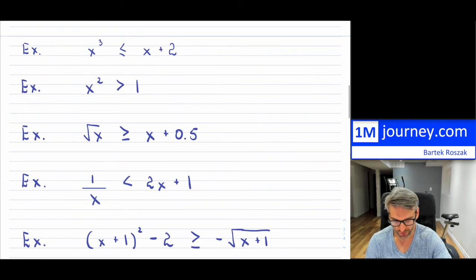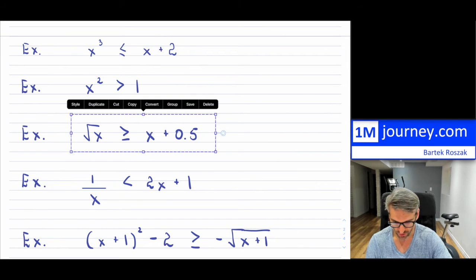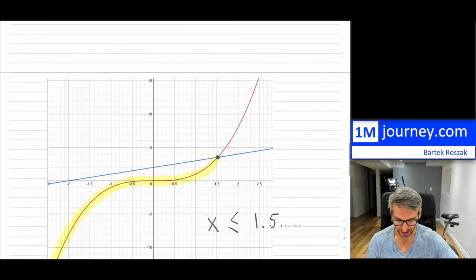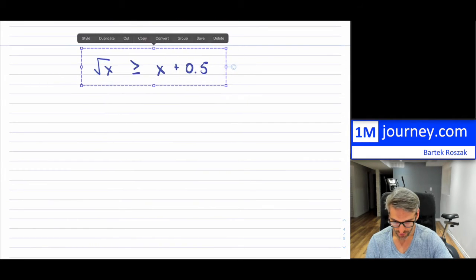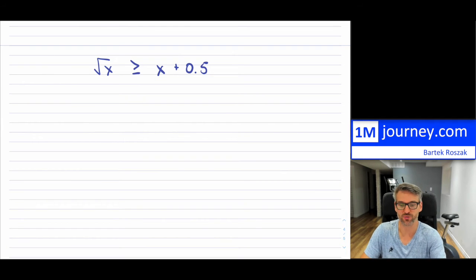So here's another example that I want to show you. I want to show you a few examples, and you can go through as many as you like here. Let me show you this one. I'm going to copy that and paste it in here. For this example, notice we have a square root on the left and x plus 0.5 on the right, which again is just a line. These aren't super complicated, but they do play a role.